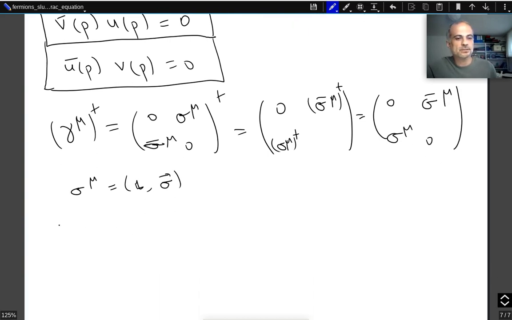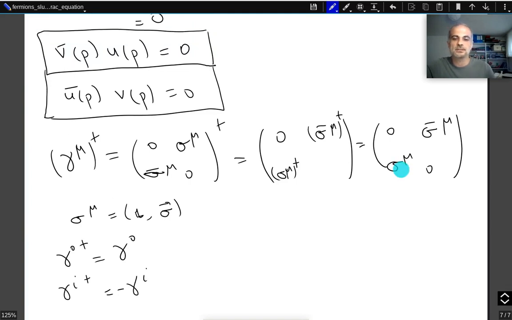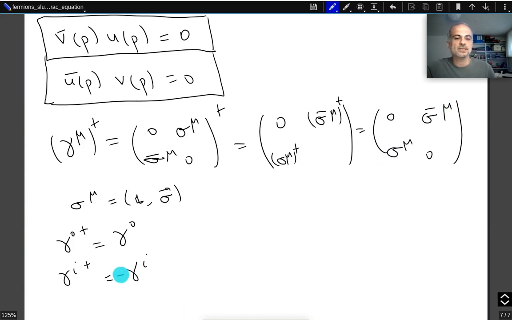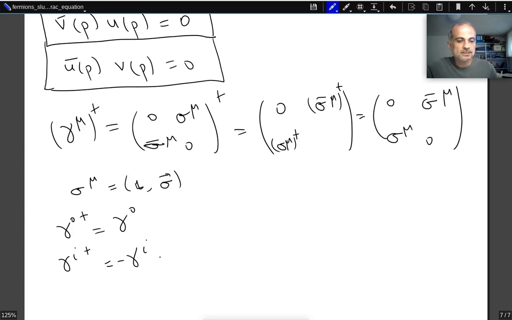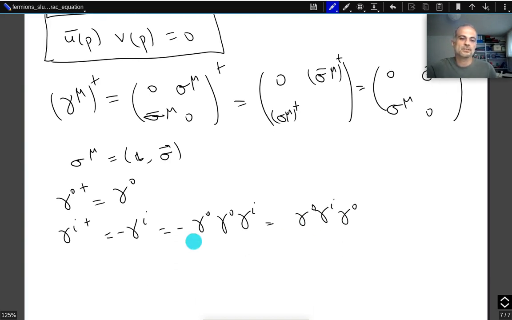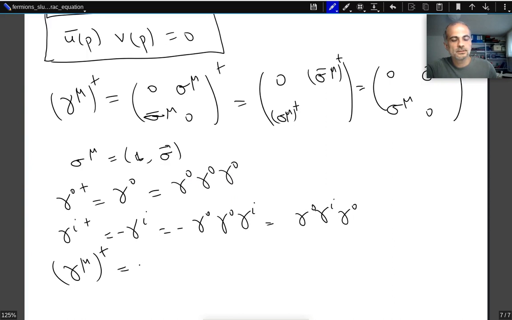Now what this tells us is gamma 0 dagger is gamma 0, gamma I dagger is minus gamma I. It's because the sigma and sigma bar differ in their space components by this minus sign. But note that this minus gamma I, we can also write as gamma 0 gamma I gamma 0. Here I used the fact that gamma 0 squared is 1, and in this step I just exchanged gamma 0 and gamma I, which brought another minus sign. And gamma 0 is actually gamma 0 gamma 0 gamma 0, because gamma 0 squared is 1, we are left with just gamma 0. And hence we can combine these two results, and gamma mu dagger would be just gamma 0 gamma mu gamma 0 for any gamma mu. Now this we will be needing in the future.